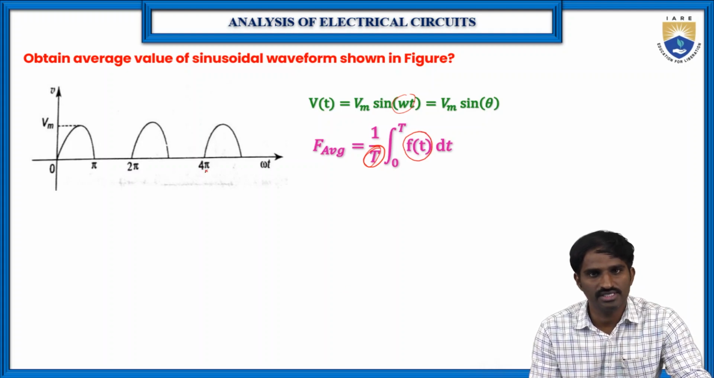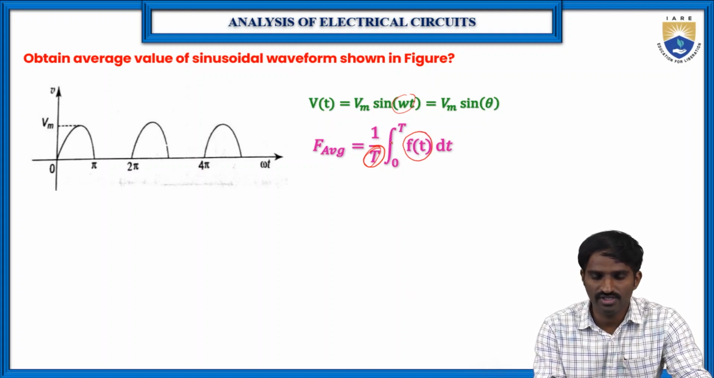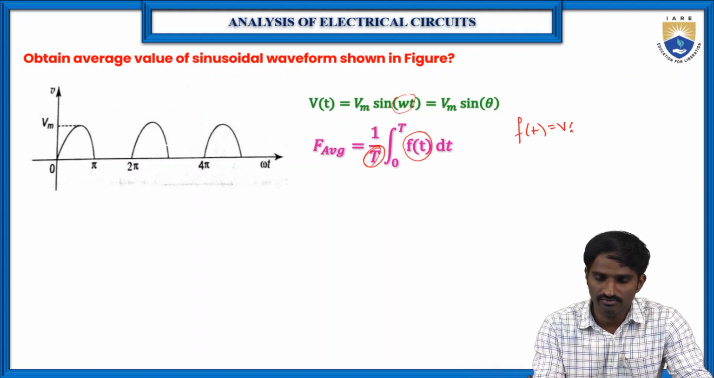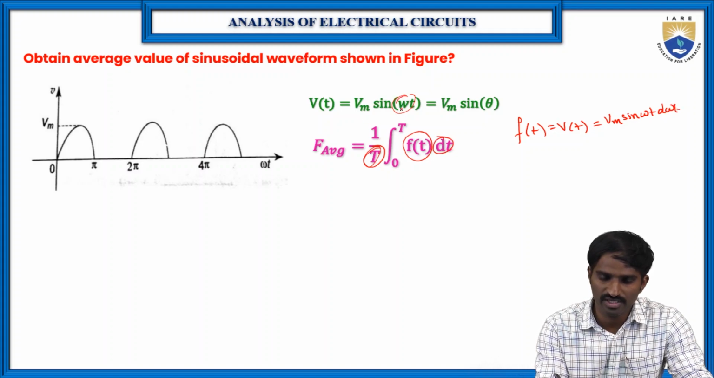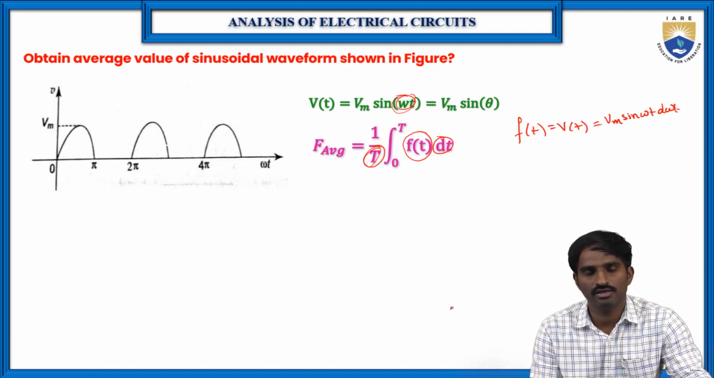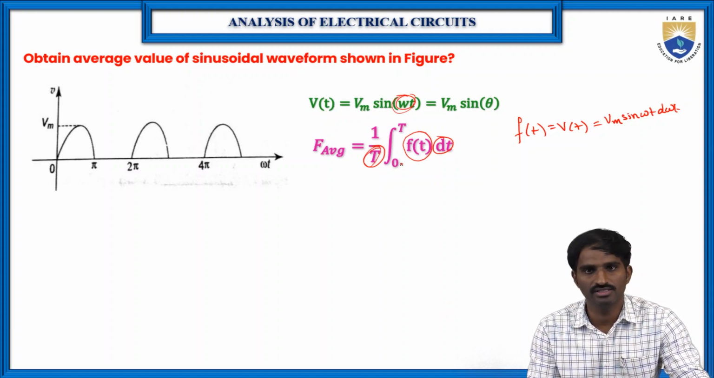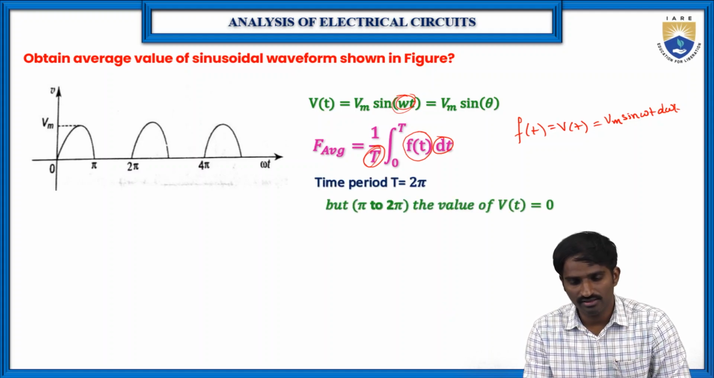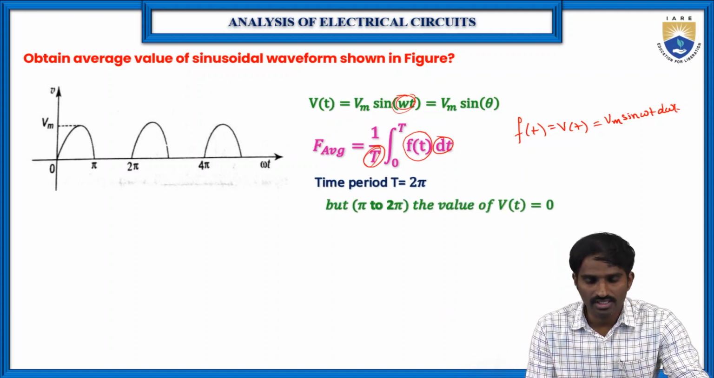Here this is the sinusoidal waveform, which means f of t or v of t, whatever it may be, since sometimes we represent it with v of t and sometimes with f of t, is equal to Vm sine omega t, with d omega t, because in place of t here we have omega t. Then substitute v of t or f of t equals Vm sine omega t in this equation, and simplify, then you will get the average value.